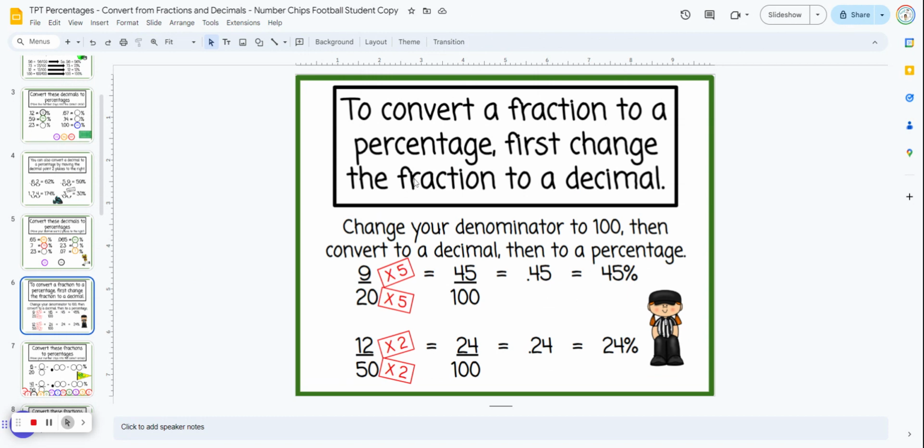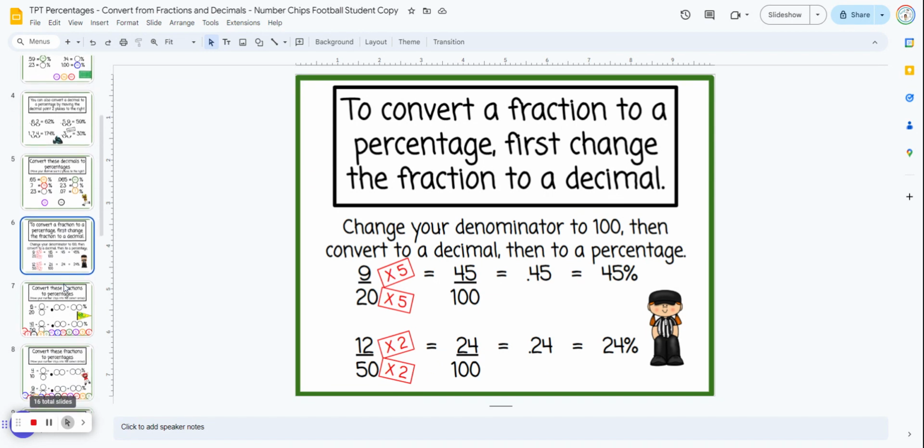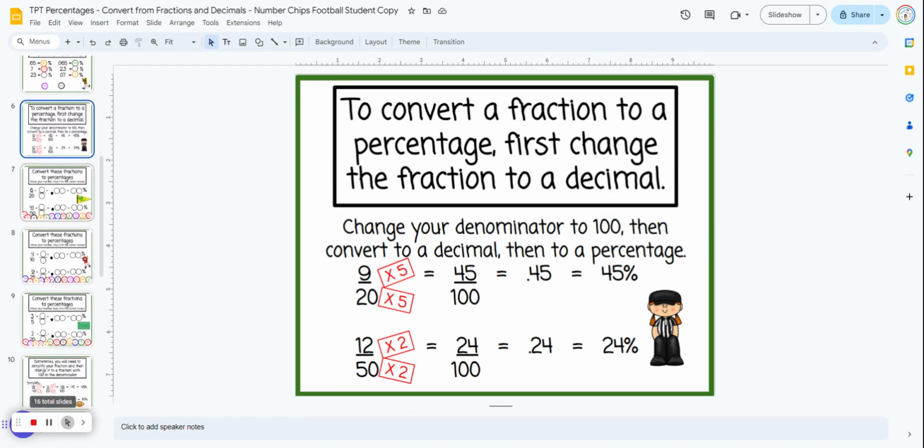Now they're shown how to convert a fraction to a percentage by first changing that fraction to a decimal. So here we have a fraction of 9/20. We want to first convert it to an equivalent fraction with 100 in the denominator, if we can. So here, if we multiply the numerator and denominator by 5, we get 45 hundredths, which looks like this as a decimal and would be 45%. 12/50, multiply the numerator and denominator by 2. We get an equivalent fraction of 24 hundredths, which would look like this as a decimal, and 24%. So students are going to be doing this on the next 3 slides.